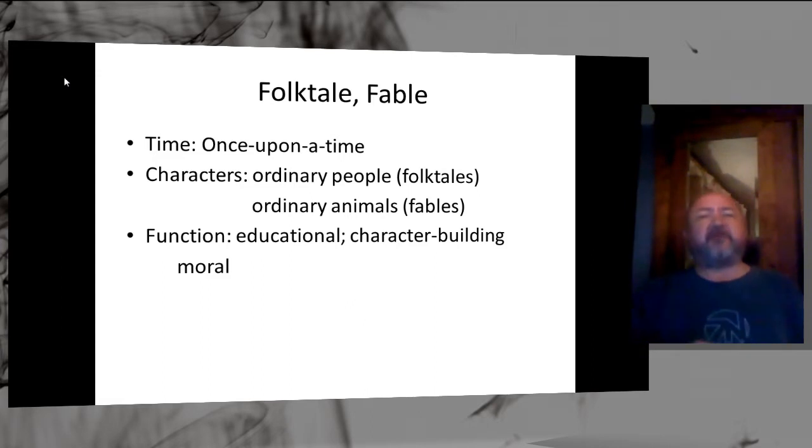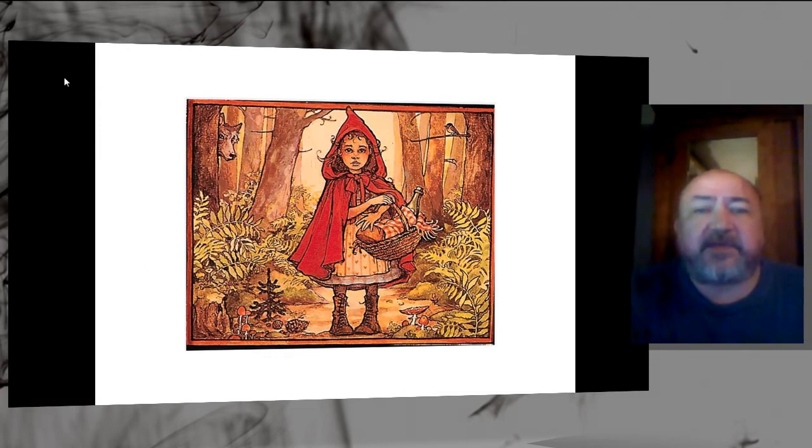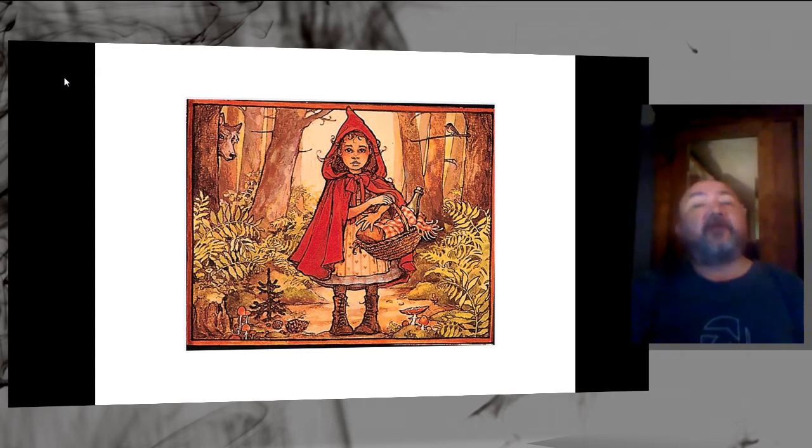And the purpose of folk tales and fables is to serve an educational purpose, to build character. You've heard the phrase, the moral of the story is, in other words, a moral lesson, a lesson to be drawn from the story. A good example of a folk tale is Little Red Riding Hood. We just talked about Robin Hood, now we're talking about Little Red Riding Hood. Everybody, I think, probably knows the story of Little Red Riding Hood, okay?